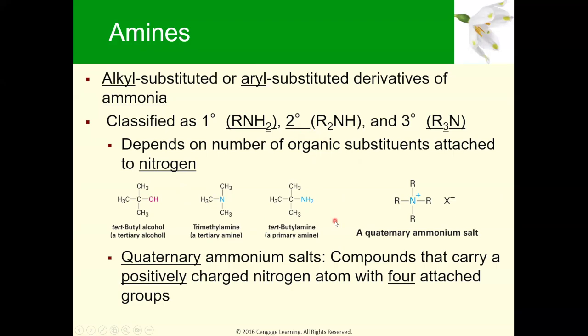But you also can make a quaternary amine, and that's shown over here, but it's always going to be a salt, an ionic compound, because whenever you put that 4th group on the nitrogen, it will adopt a formal positive charge. And then you have to have some sort of anion, some negatively charged ion to counteract that. So those are known as quaternary ammonium salts. Those are compounds that carry a positively charged nitrogen atom with 4 attached groups.